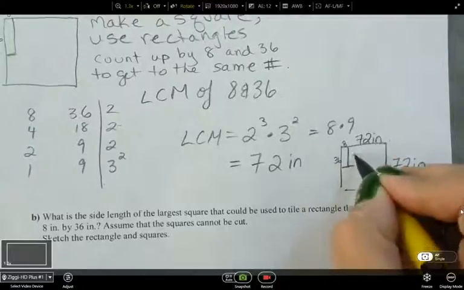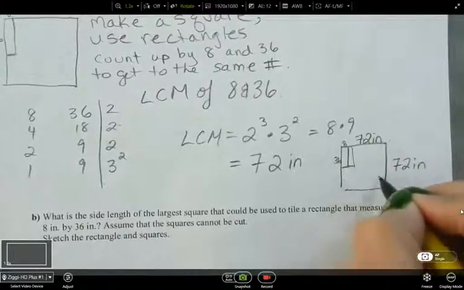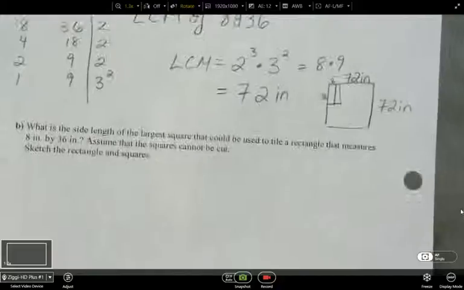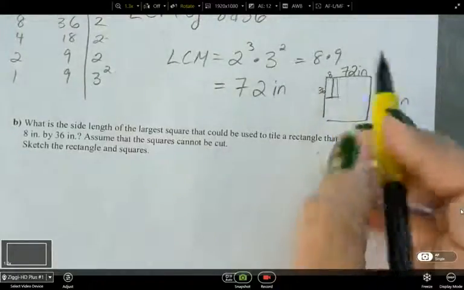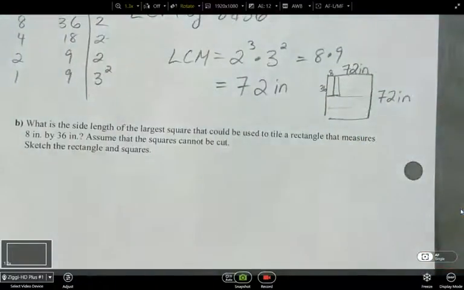And so how many rectangles am I going to have along here? And how many rectangles am I going to have here? So how many rectangles are going to fill my square? Okay, good. Because 72 divided by 8 is 9. So you're going to have 9 up here, and you're going to have 9 down here. So you're going to have a total of 18 rectangles filling that. That's how many tiles you need. Okay, cool.